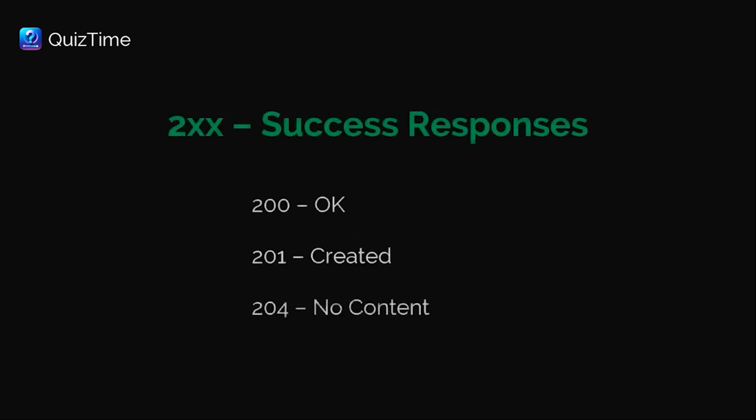Next, we have codes starting with 2. These codes mean that everything went fine and the request was successful. Most common ones: 200 OK. It tells that everything worked. It is the most common. Next we have 201. It is used for created. It is used when something new was successfully created. For example, new user, new quiz question. Next, 204, no content. Here it tells the request was successful but there is no data to return.